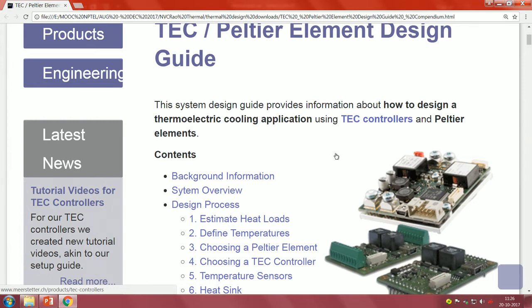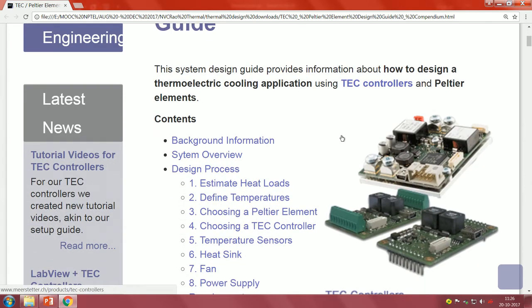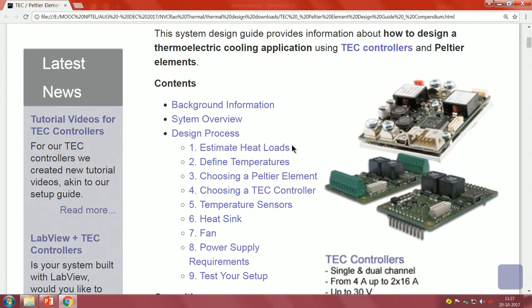First of all, TEC controllers and Peltier elements. So, TEC, subsequently it is explained, you should see what it is. So, the contents are all estimated here.